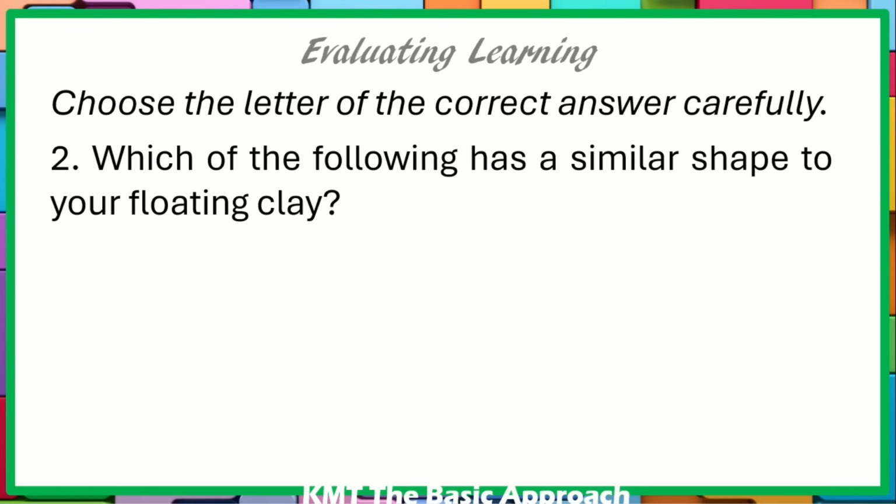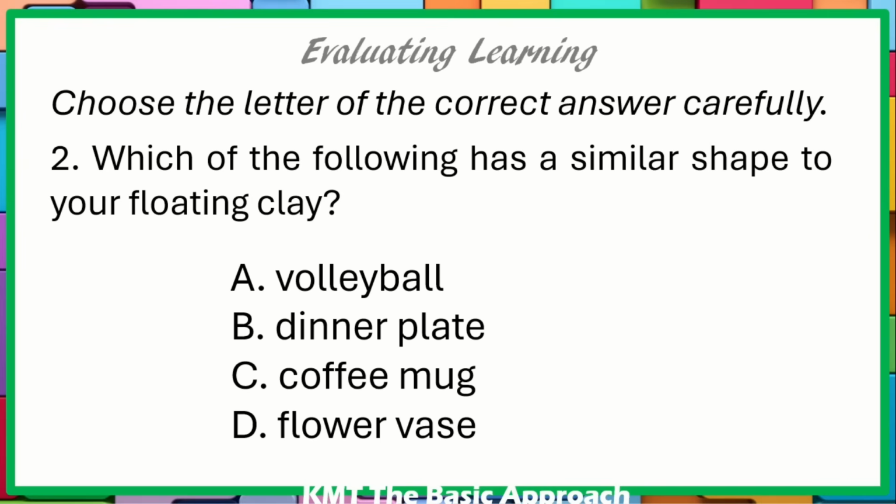Number 2. Which of the following has a similar shape to your floating clay? Letter A. Volleyball, B. Dinner plate, C. Coffee mug, D. Flower vase. What is the correct answer? Awesome! The correct answer is letter B. Dinner plate.